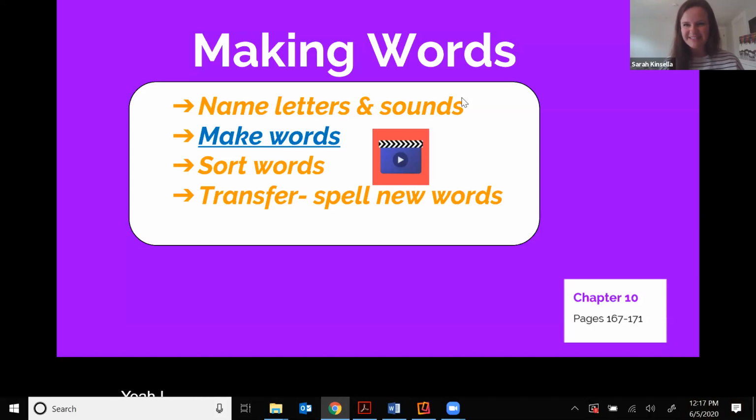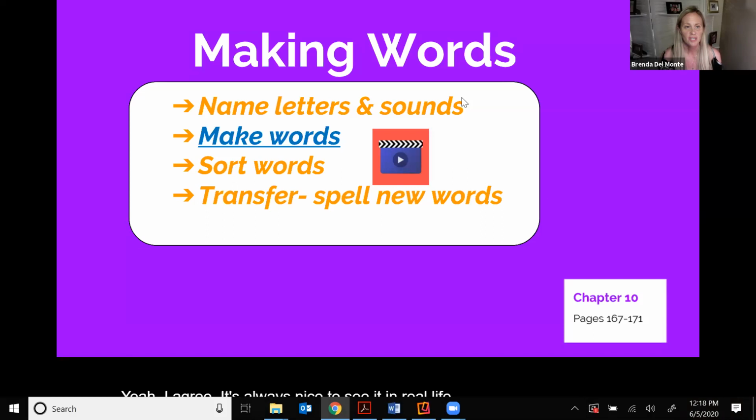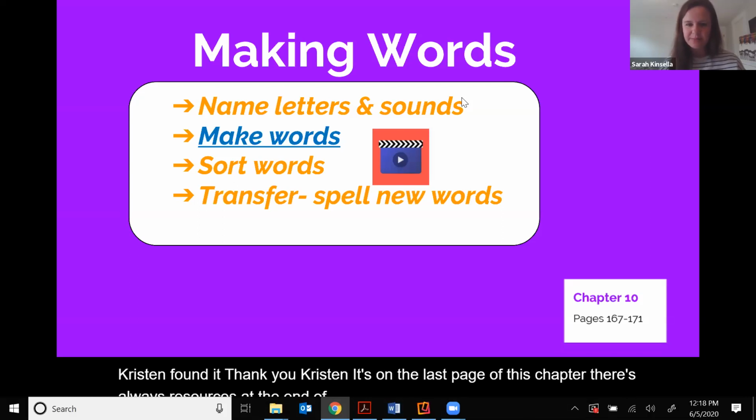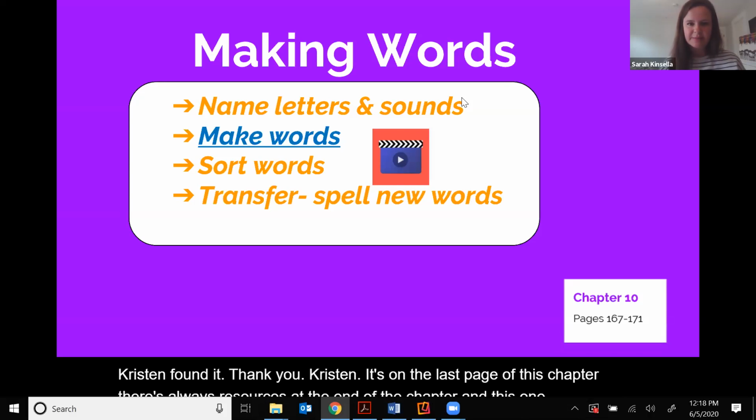It's always nice to see it in real life. Was that listed in the book, or did you go searching? Kristen found it. Thank you, Kristen. It's on the last page of this chapter. There's always resources at the end of the chapter, and this one was in there at the bottom.